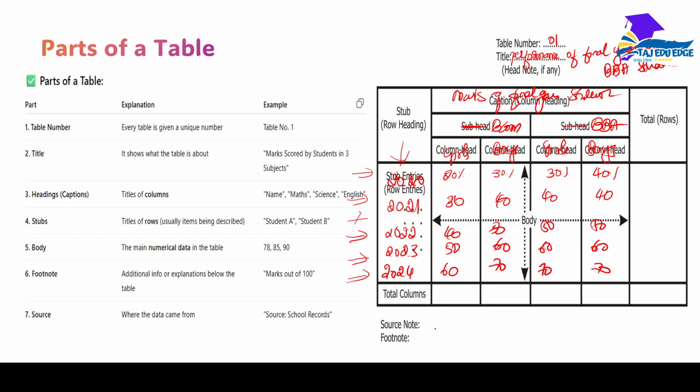We can add from where we have got this data. We can say that we have got it from college records, or from your USMS records. We have got the data. We can total the rows if it is applicable, and also we can give a footnote if there is any additional information. This is how the table is designed, written properly.